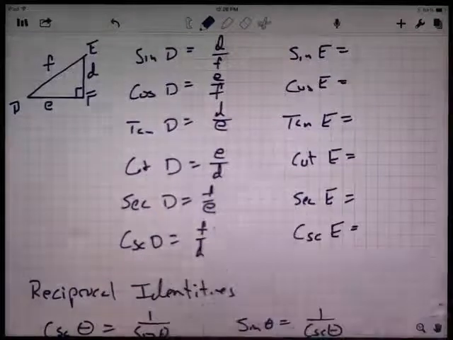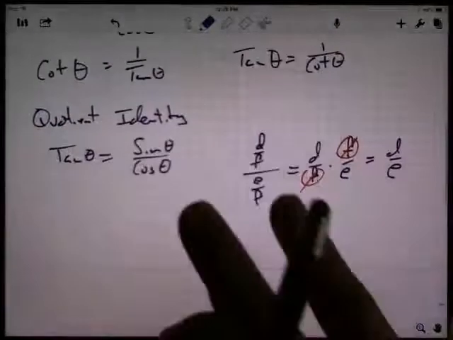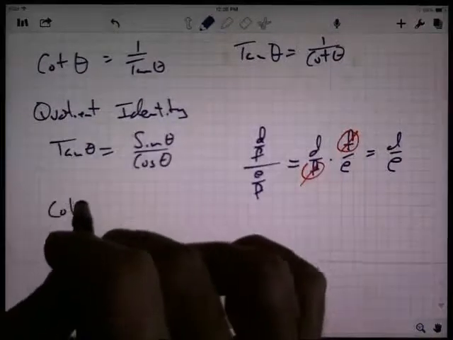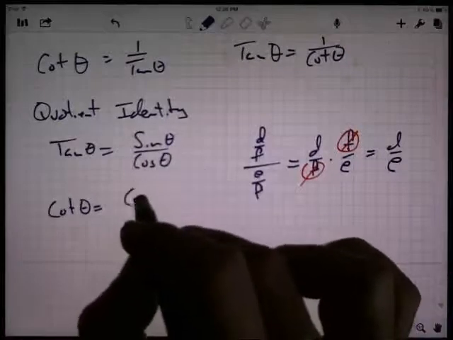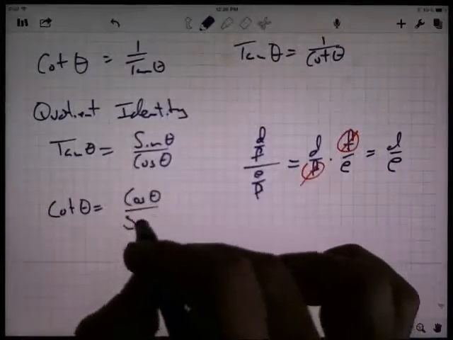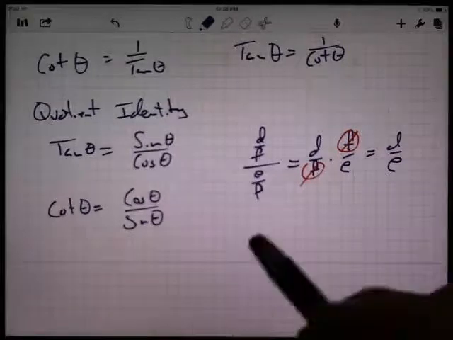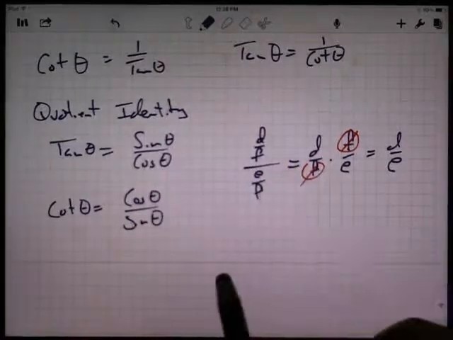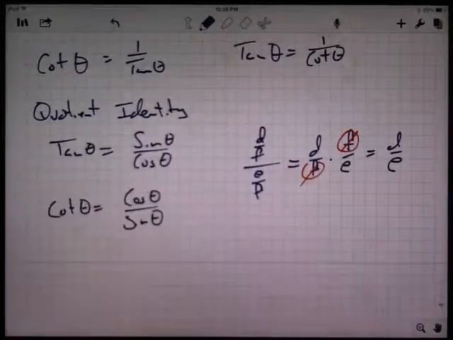Right? And actually, that's another quotient identity that we often will write down: the tangent of theta is the sine over cosine, but the cotangent of theta is just the reciprocal, the cosine divided by the sine of the angle. Okay. If you recognize that you could just grab the numerators of the sine and the cosine to write down the tangent, then you've discovered that quotient identity.